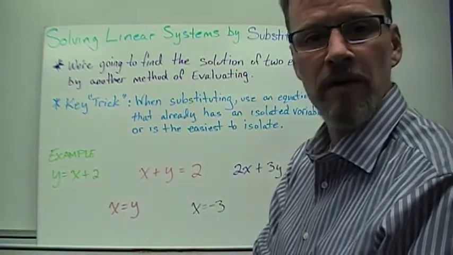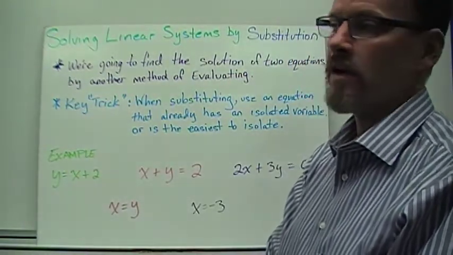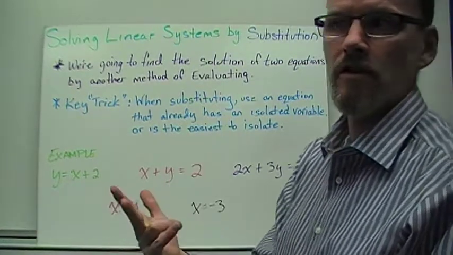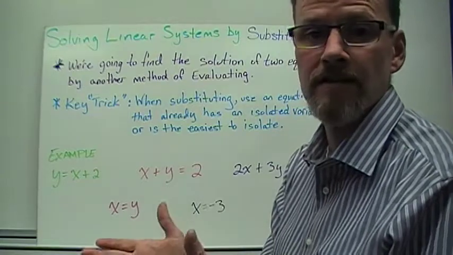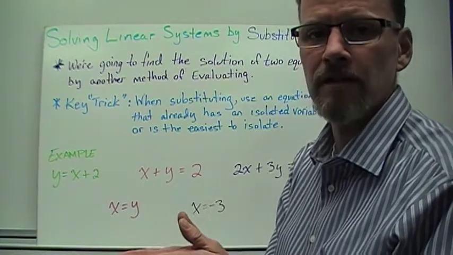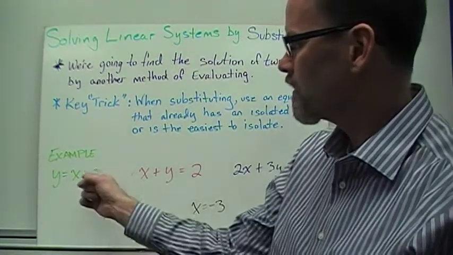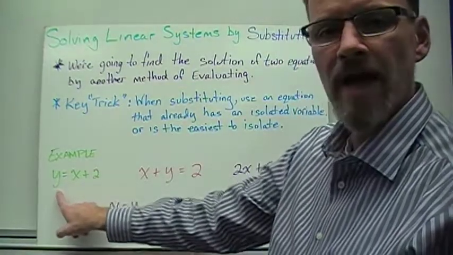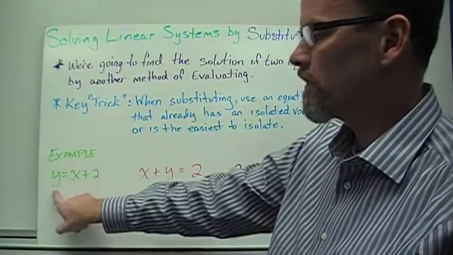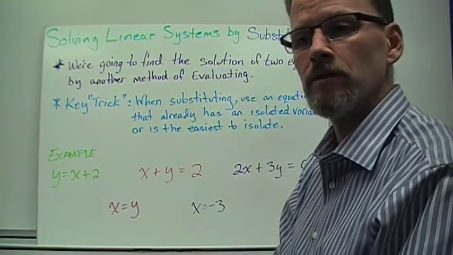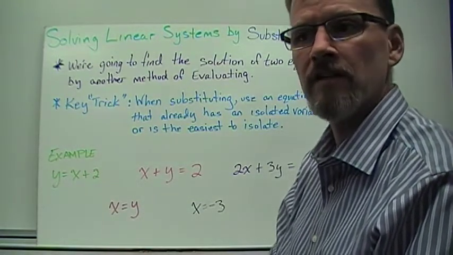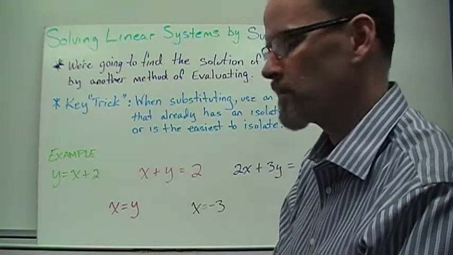One key trick I want you to think about while we're doing this is when you look at the equations, you want to choose the one that's the easiest to isolate. Maybe it's already isolated. What do I mean by that? Take a look right here. y equals x plus 2. The y is already isolated here. That would be a great one to use to substitute automatically, and then we can find out the solution.